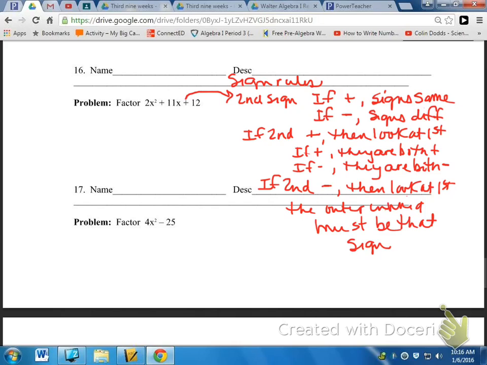So if the second sign is minus, yes, you got to look at the first sign. When you do your outer, inner, you want it to result in that sign. As we go through this, I'll give you some hints and things that you will use. But at this time, you need to make sure you have this written down somewhere.